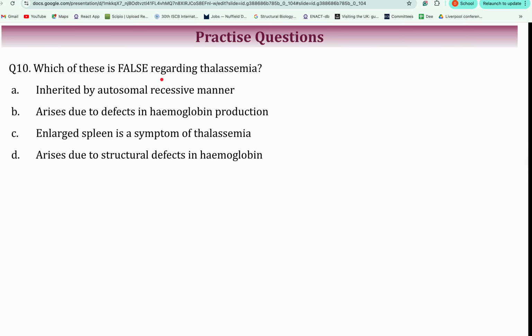So which of these is false regarding thalassemia? Option A, inherited by autosomal recessive manner. Option B, arises due to defects in hemoglobin production. Option C, enlarged spleen is a symptom of thalassemia. And option D, arises due to structural defects in hemoglobin. So you need to tell which one is false.